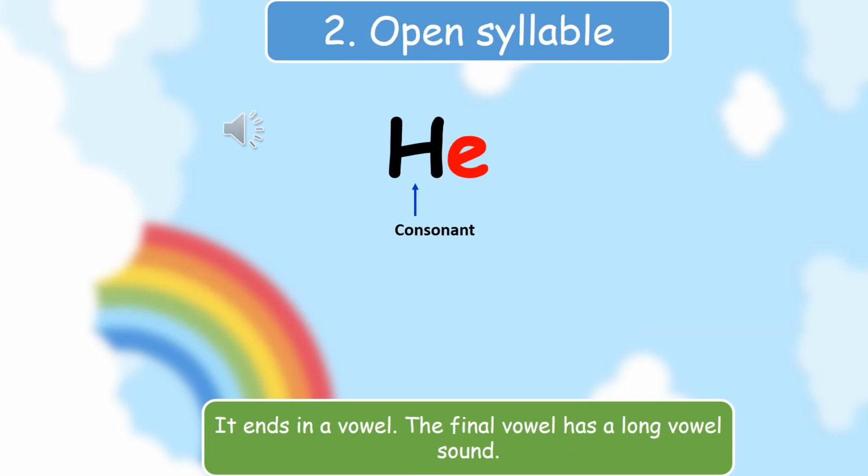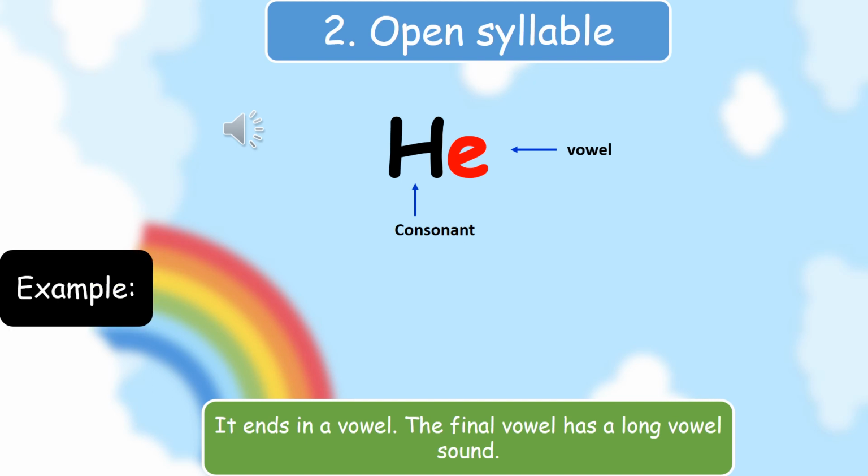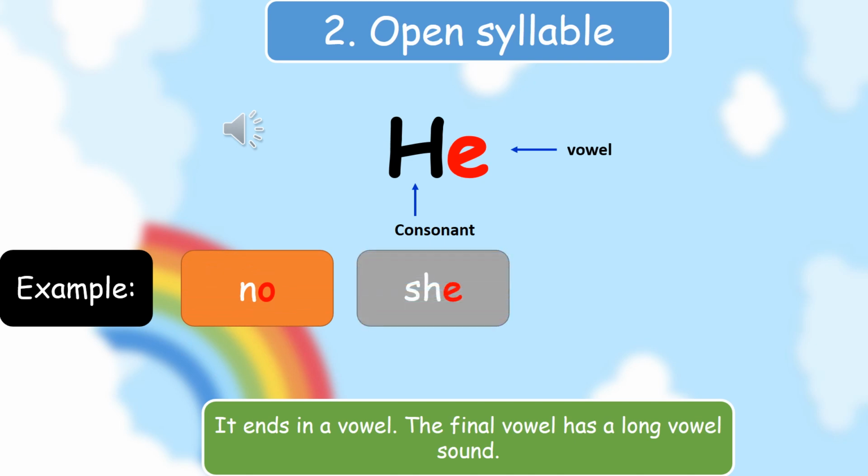Open syllable. It ends in a vowel. The final vowel has a long vowel sound. Example: no, she, I, fry.